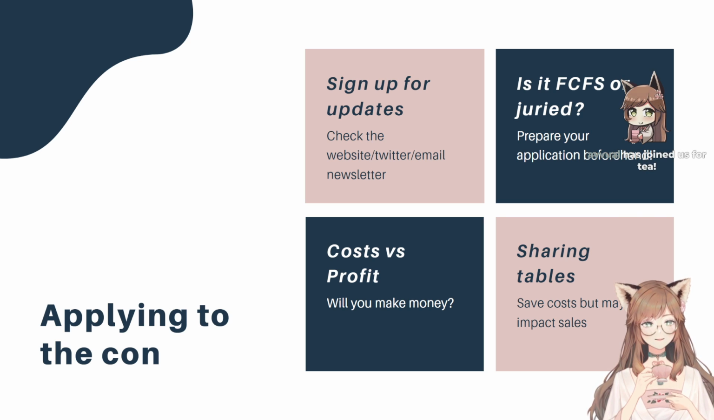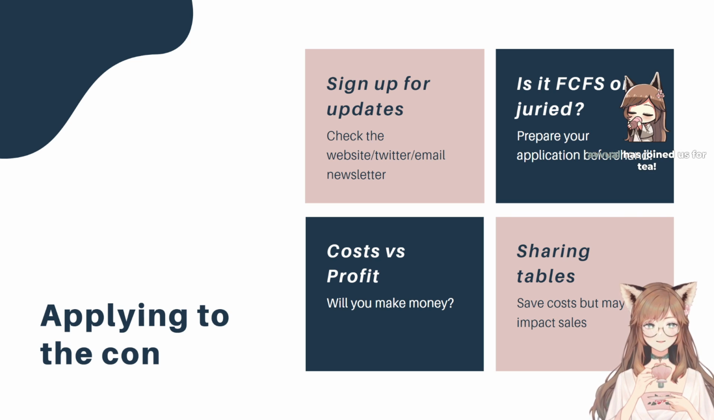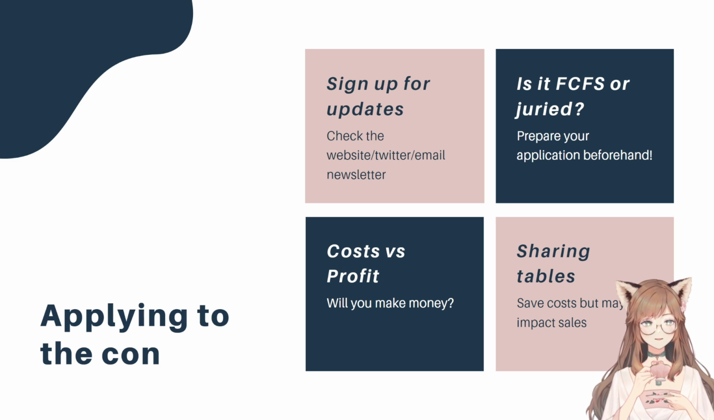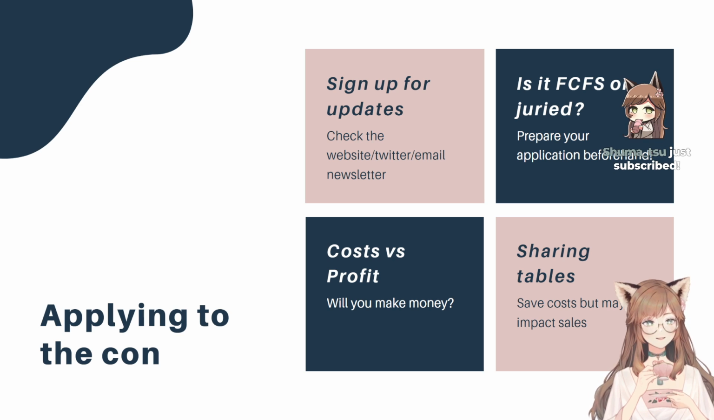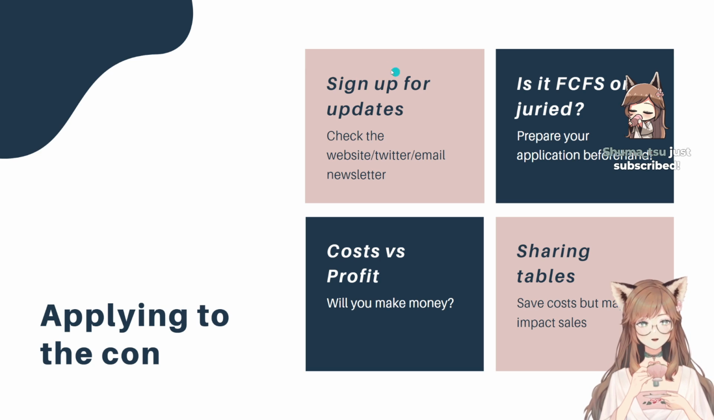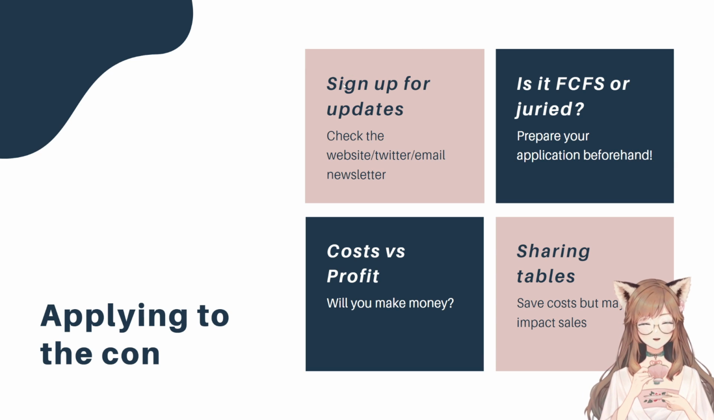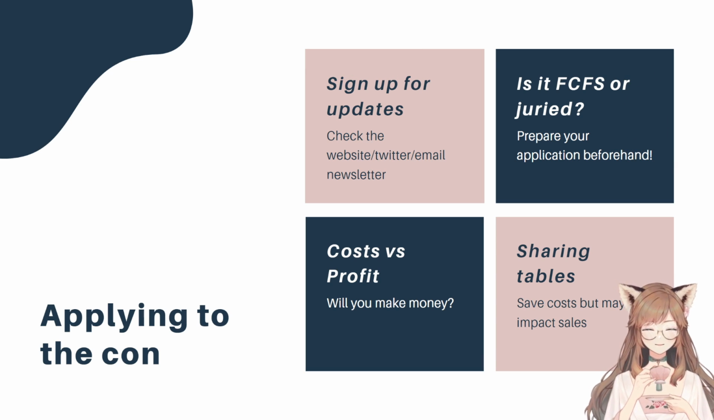Okay, next. Applying to the convention. This is something that is very different for different cons. So you have to really check the con's website or Twitter for more details, because it might not be correct for every single convention that you apply for. But most of the time on the convention website, there will be a newsletter sign up or some kind of alert sign up for when the tables or applications will be open. So make sure you sign up for all of those so you don't miss out.